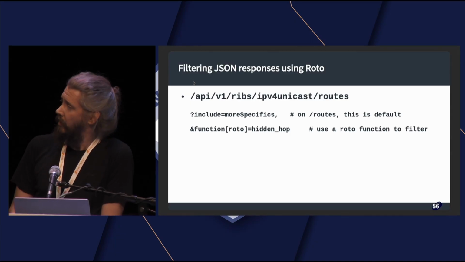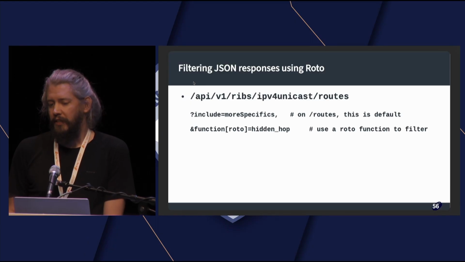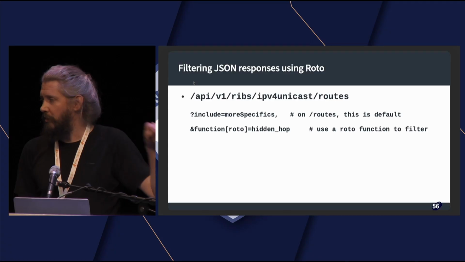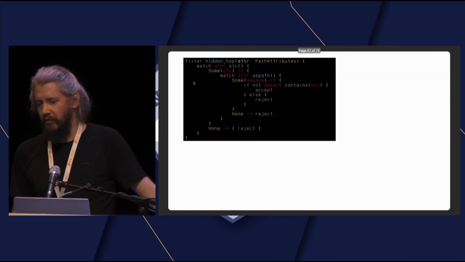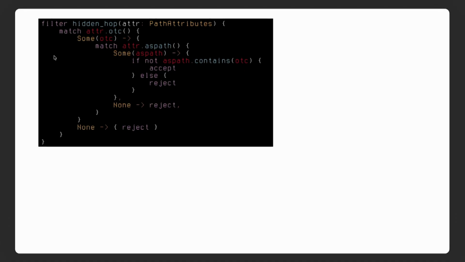So we let you write your own endpoints using Roto again. If you say function Roto is, for example, hidden hop, like here, and you have in your Roto script the finder function, that will be called, and your result set will be filtered in that way. So this is that hidden hop thing. This is just a cooked up example. You see that the type is path attributes, so you can filter on anything in the path attributes. And if the end result of this filter is reject, it doesn't become part of the result set. If it's accept, it will be returned in the JSON response, right? Now, this is a bit verbose, and this is where things might be better in the future in Roto.